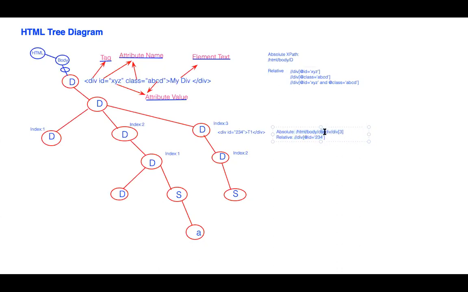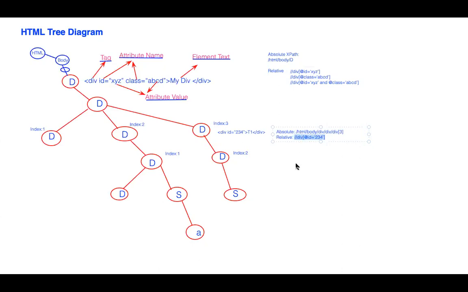Now again, the same problem will appear here. If the developer chooses to change anything in between, say some more divs are added at the top, then this will fail. But this will still not fail, because it doesn't matter to this XPath what you add at the top, until and unless the property of this div remains the same. It will all be fine. It will still be able to find it.